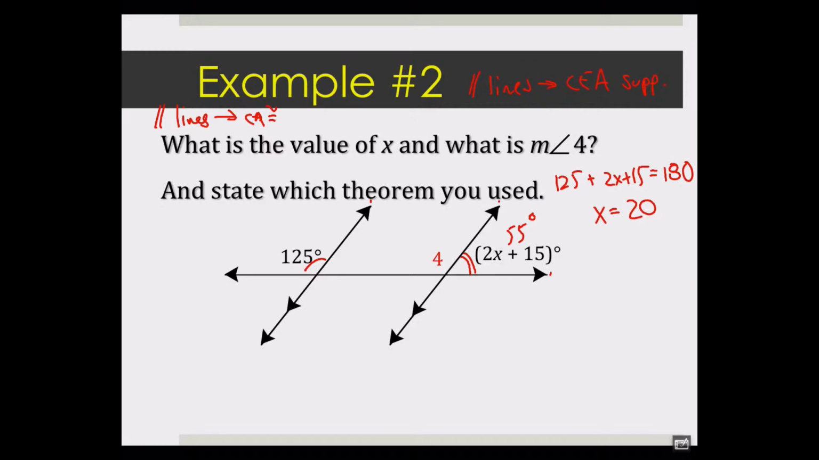Wait, I'm iffy on that angle. What angle is that angle? I hate pronouns. Hate's a strong word. I dislike pronouns. How does this information confirm that angle 4 is 125? Because if you subtract 55 from 180, it would be the measure of angle 4. Beautiful. So it does confirm what we already knew, that angle's 125 degrees.